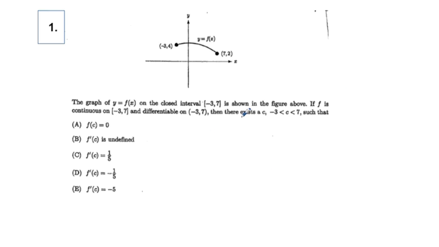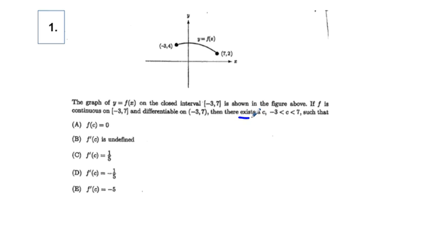Here you have the graph of y equals f(x) on the closed interval from -3 to 7 as shown in the figure above. If f is continuous on the closed interval from -3 to 7 and differentiable on the interval from -3 to 7, then there exists a c between -3 and 7 such that, and you have your options.